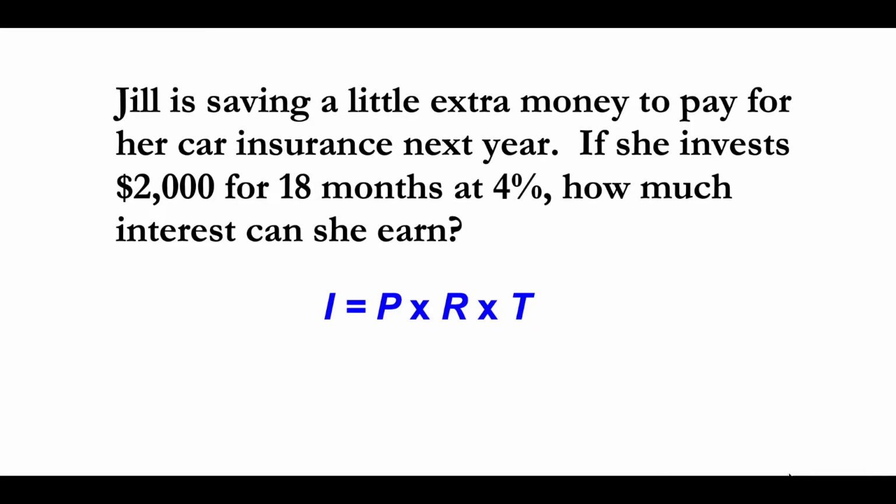The formula to find simple interest is principal times rate times time. As per your question, principal is 2,000, rate is 4%, and time is 18 months.